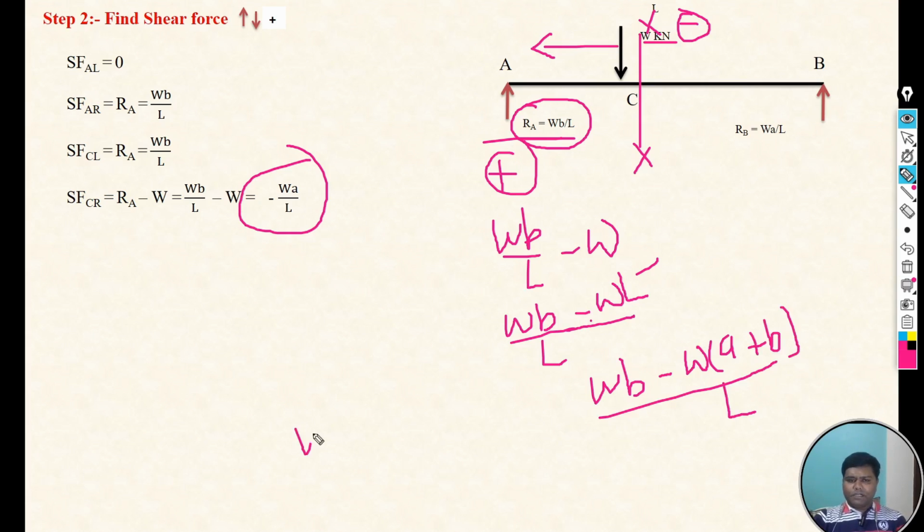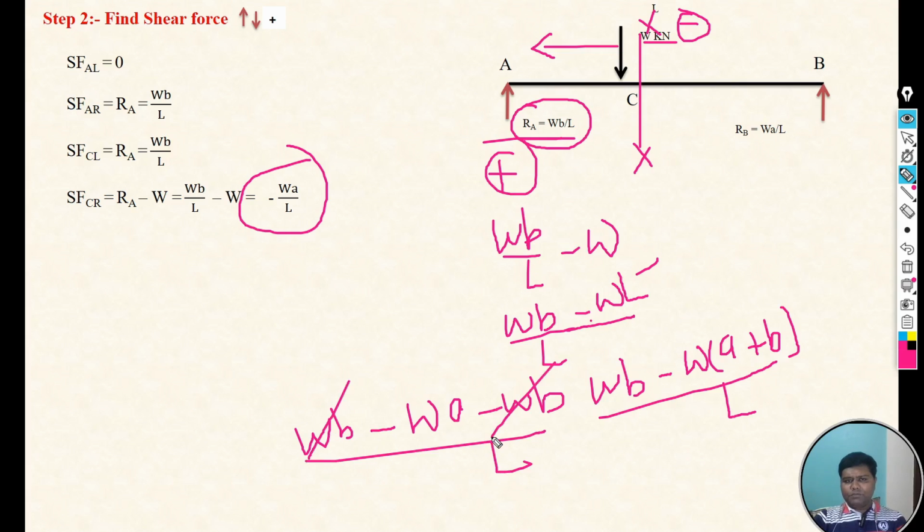Okay, just solve this bracket. So it will be WB minus W into A, that is minus WA, minus W into B, that is minus WB, whole divided by L. So plus WB and minus WB will get cancelled. The remaining term is minus WA by L. So now we have calculated the shear force at C, right.